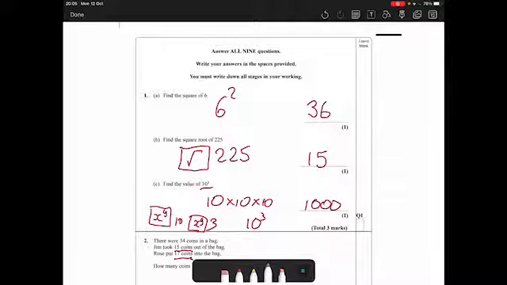Next, part C, find the value of 10 to the power of 3. Often there is a button on your calculator that looks like x to the y or y to the x or something like that. Simply typing in 10, then press the button, and 3 will allow your screen to have 10 to the power of 3 on it, which is 1,000.